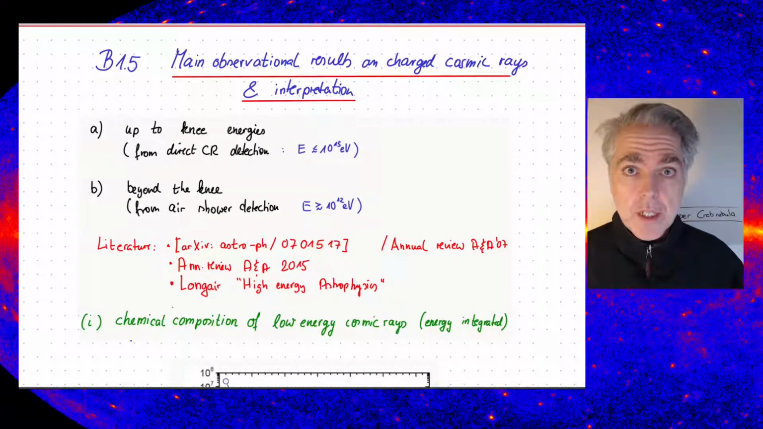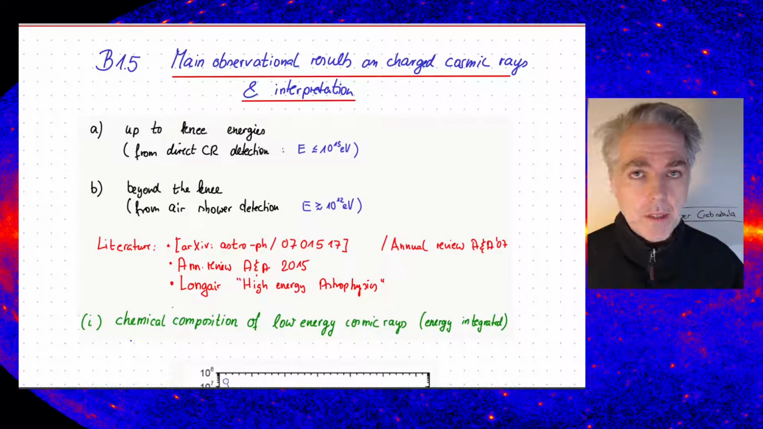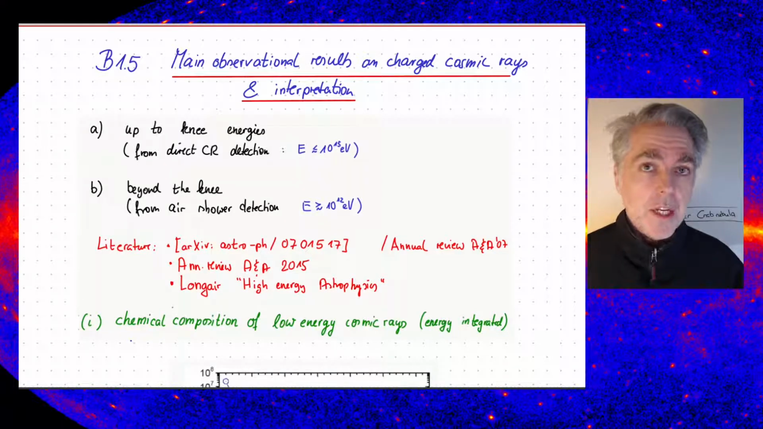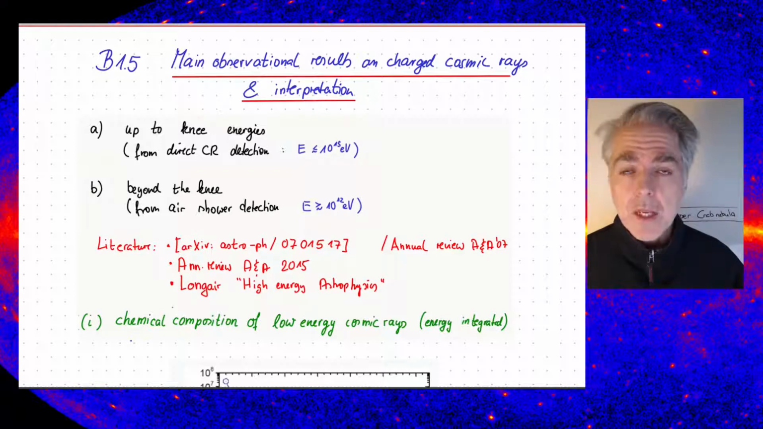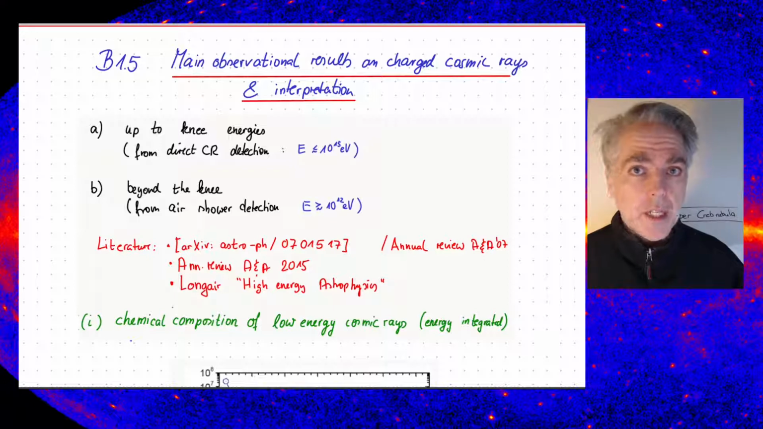Okay, we move on to section B 1.5, where we will discuss the main results of charged cosmic ray observations and some of the interpretations. So there will be two parts on this, roughly separating the observations which deal with energies below the knee energy, so a few times 10 to the 15 electron volts. And then we will discuss separately some of the results which are obtained mainly with air showers. That's simply because the results are of very different quality.